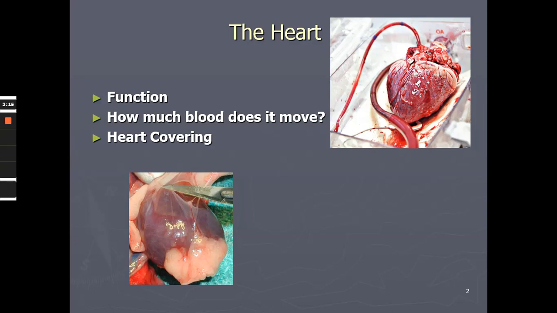Now, the functions of the pericardium. There are three functions of the pericardium that I want you to know. Number one, it protects and anchors the heart. So what does that mean by anchoring the heart? Well, it's attached to the heart, and it is also attached to the surrounding tissue. So it anchors the heart within the mediastinum. Number two, it prevents overfilling of the heart with blood. So it attempts to prevent that overfilling with blood.